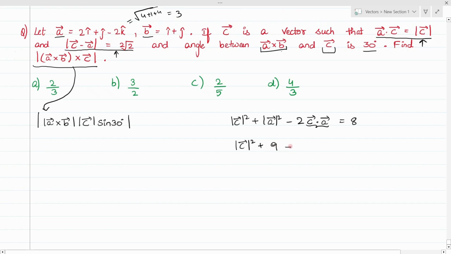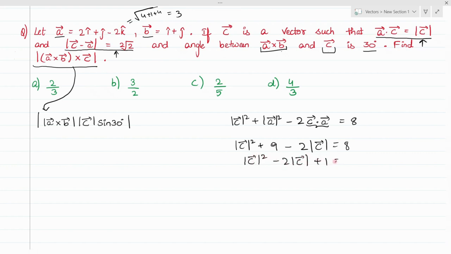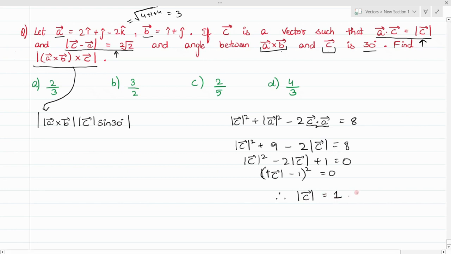3 square is nothing but 9. Minus 2 magnitude of C is equal to 8. Magnitude of C square minus 2 times magnitude C plus 1 is equal to 0. Just simplify this. You'll get magnitude of C minus 1 whole square is equal to 0. From here, we'll get magnitude of C as 1. Okay. So just simplify over here. A cross B, magnitude of C is 1, sine 30 is half. So we need to find the value of A cross B.